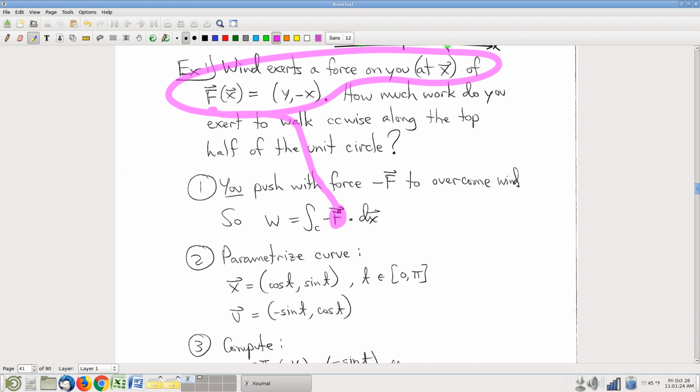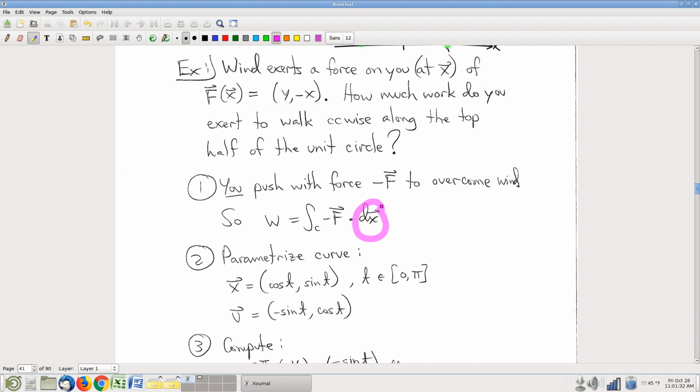No, I was wondering about the direction that you're moving in. Yeah, so the direction gets accounted for in the displacement vector. That's where that shows up. Does that make sense? Anybody else?